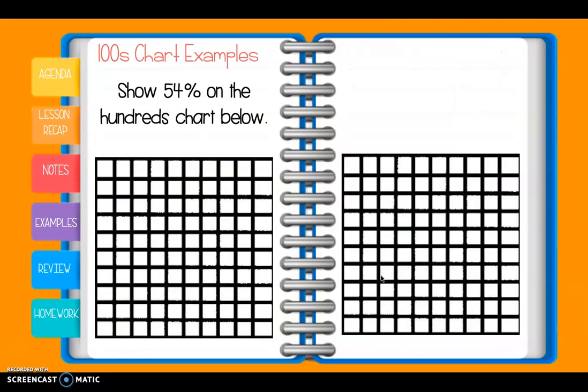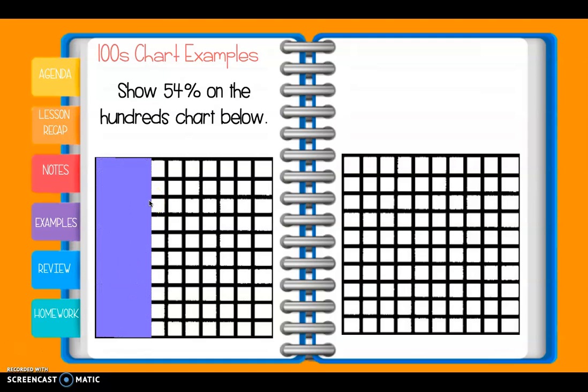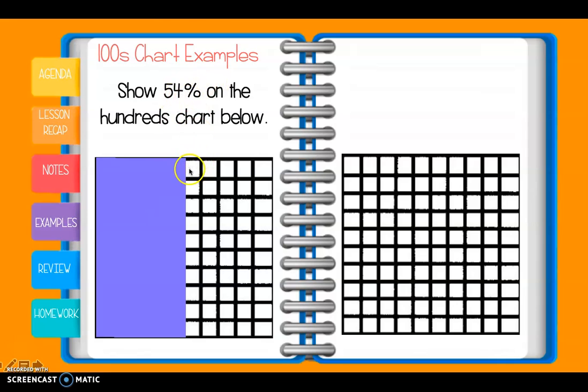All right, so let's try a few more. It says, show 50% on the hundreds chart. So what we're going to have to do is we're going to have to shade in 54%. So I'm going to shade in 5 whole 10 columns. So there's 10, 20, 30, 40, 50. And then I'm going to have to shade in 4 individuals. So here's 1, 2, 3, 4 individuals. So that is 54% shaded in.